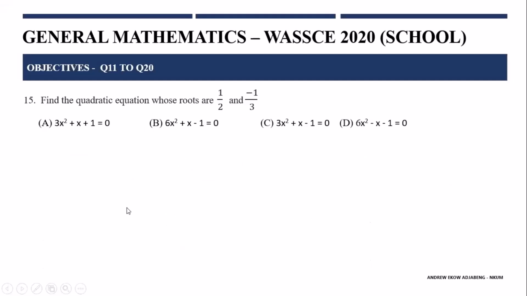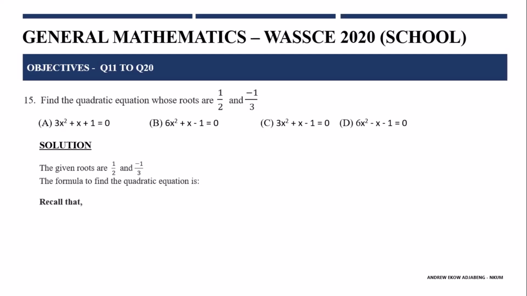The question is: find the quadratic equation whose roots are 1/2 and -1/3. So these are the possible solutions. Let's look at the right solution. So these are the given roots based on the question we've been given. Then we need to find a formula to solve this quadratic equation. You could recall that x squared minus the sum of roots times x plus the product of roots equals 0.